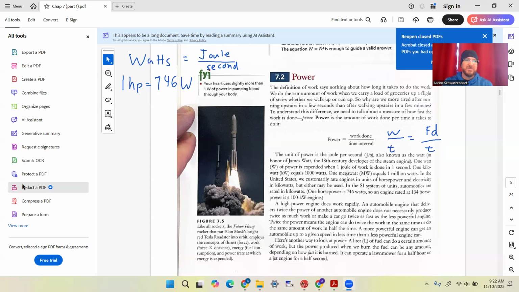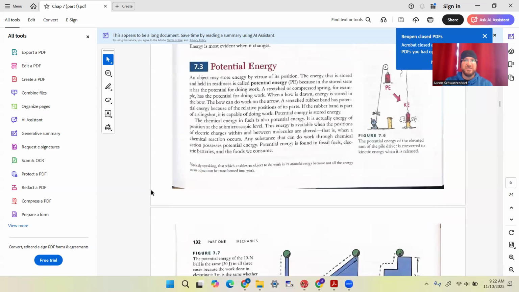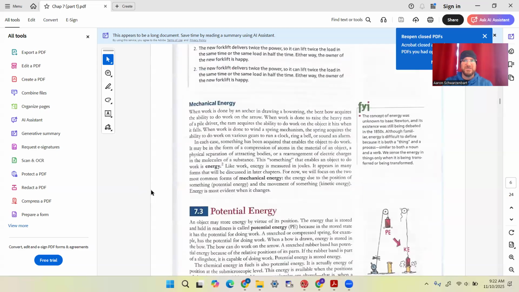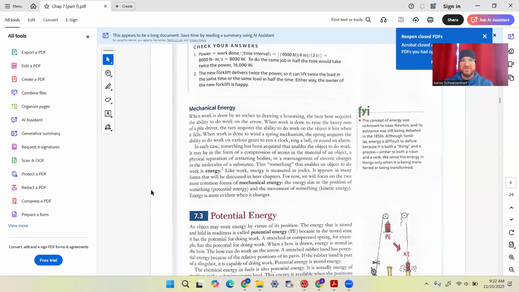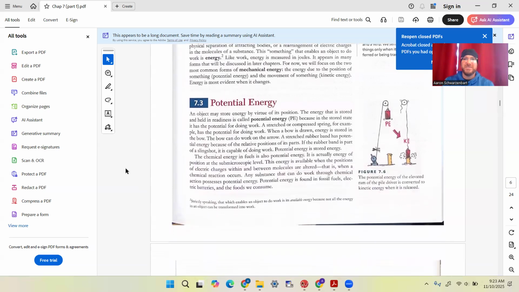Now let's talk about forms of energy. Form number one of energy is potential energy. We're going to talk about mechanical energy, and you'll see this was on your pretest. Mechanical energy is kinetic energy and potential energy added together. So potential energy is energy that could be released based on something's position.